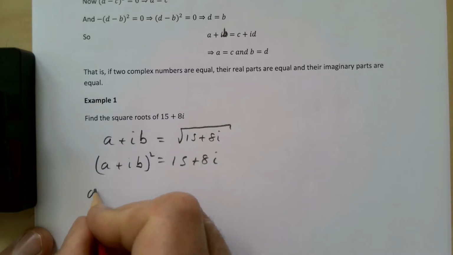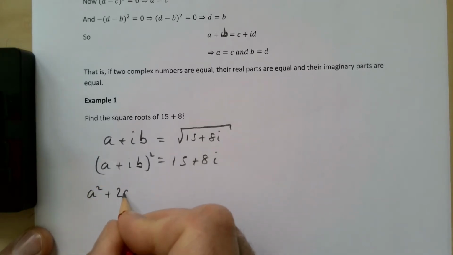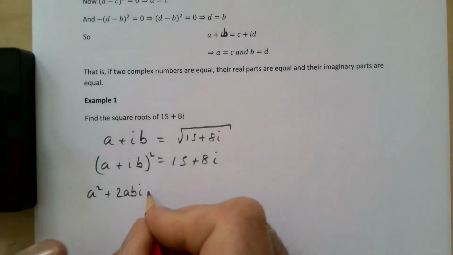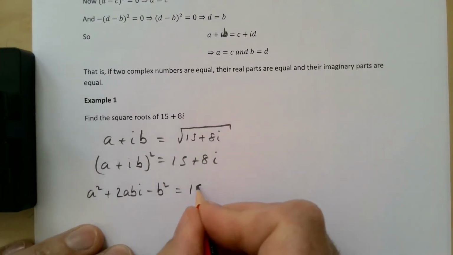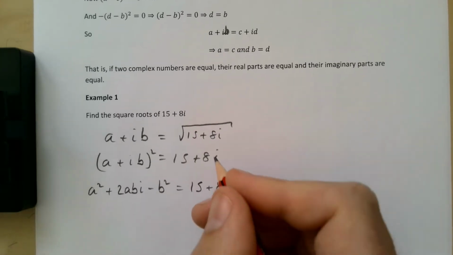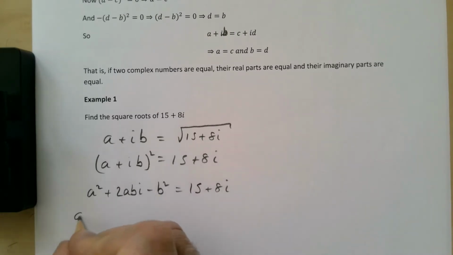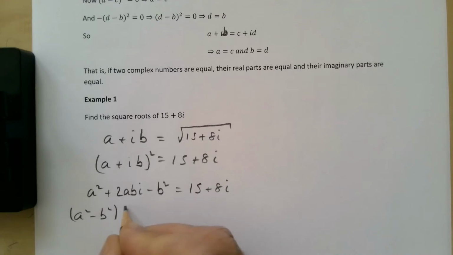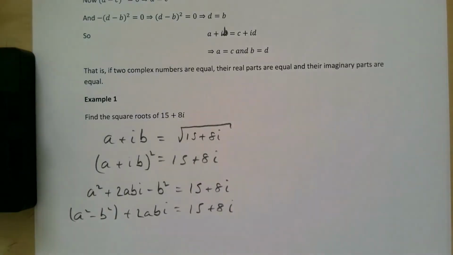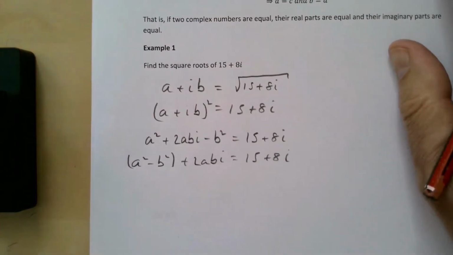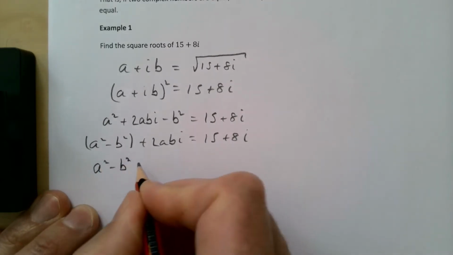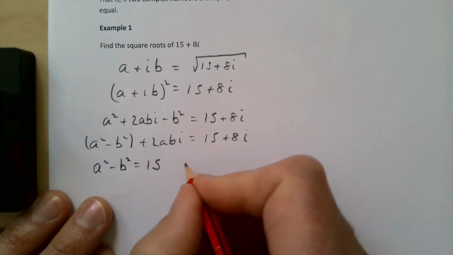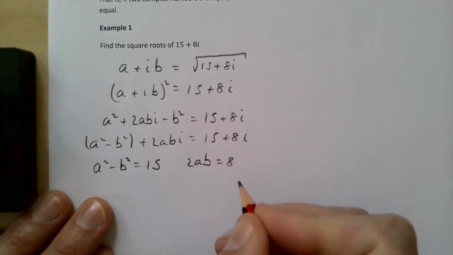Multiplying this out using FOIL, we'll get a squared plus 2abi minus b squared, remember, because we're doing ib times ib, which gives b squared. The i times the i is going to give us a minus 1, and that equals 15 plus 8i. If we separate this out into its real and imaginary bits, we're going to get a squared minus b squared is the real bit, because there's no i in that bit, plus 2abi equals 15 plus 8i. And then this is one of our applications of what we have above. If that's the case, then a squared minus b squared must equal 15, and 2ab must equal 8.